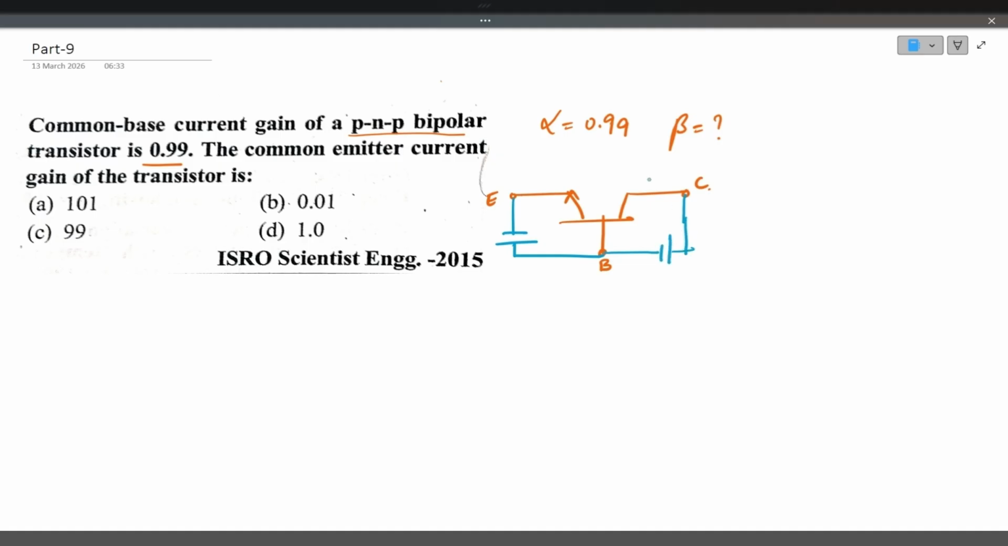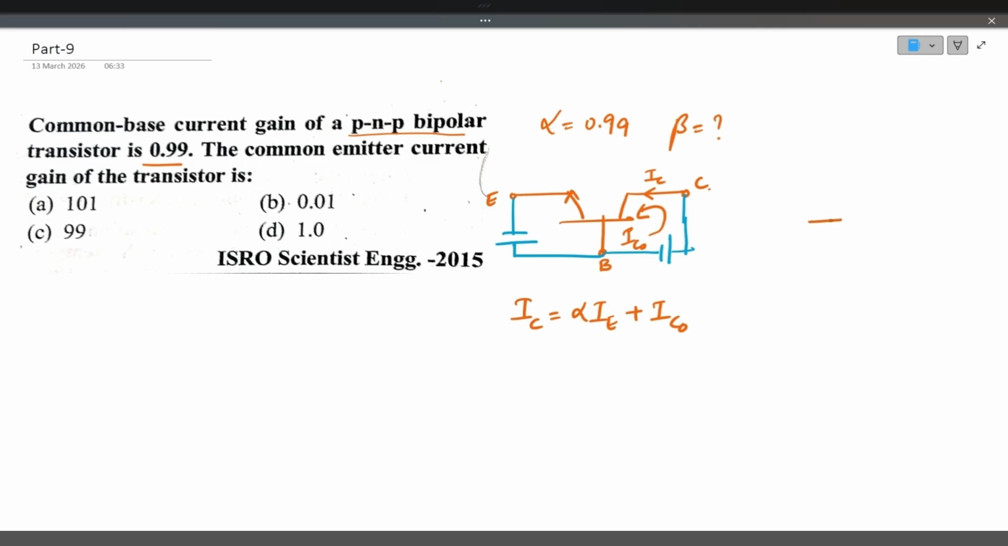So when the output junction is reverse biased, there will be a small leakage current that will be IC naught or ICB naught. So the overall collector current that is flowing is alpha IE, that is nothing but alpha times the input current plus IC naught. This is the collector current equation of the common base transistor.